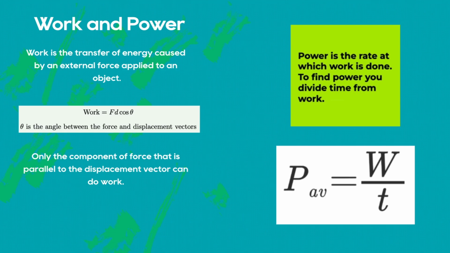In general, work is force times displacement times the cosine of theta, where theta is the angle between the force and the displacement vectors. Remember that only the component of force that is parallel to the displacement vector can do work. Power is the rate at which work is done. To find power, you simply divide work by time, and that's your average power.